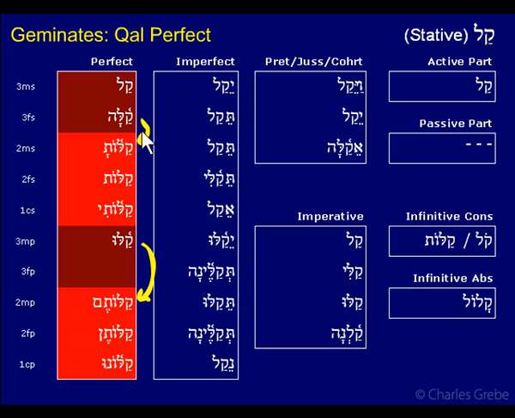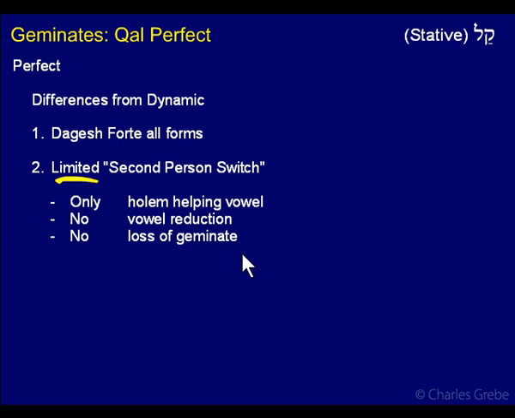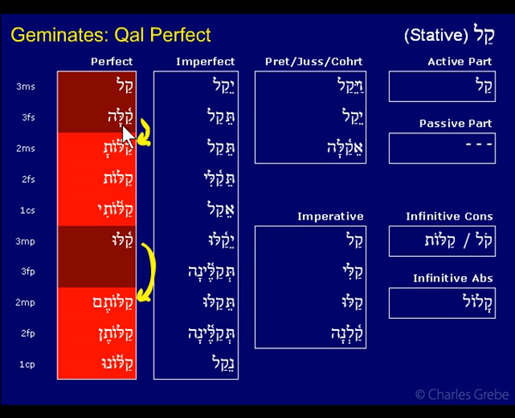It's already reduced here in the third person. And no loss of geminate. What I mean by that is you've already lost a geminate. So there's no change in the loss of geminate.